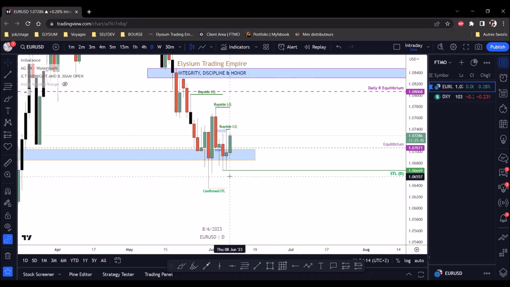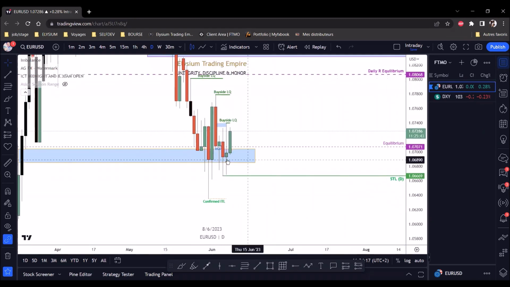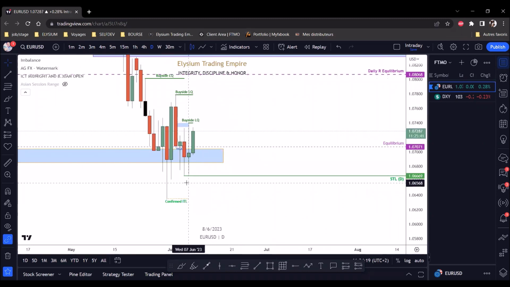Now, if we follow ICT's logic on the swing low liquidity, this is the liquidity. This is the first candle. This is the second candle.